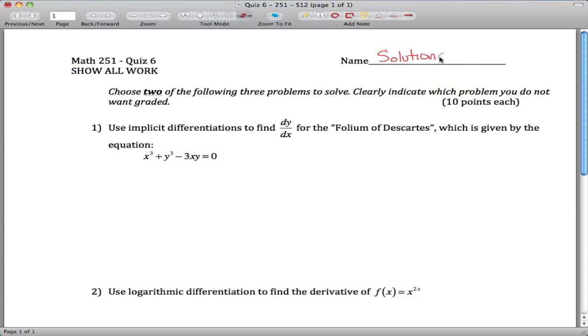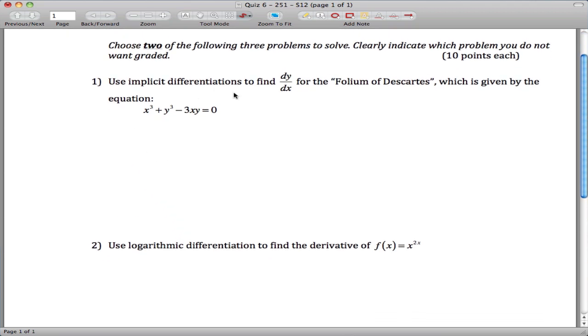Here are solutions to quiz 6 for Math 251. You just had to do 2 of these 3 problems. I'll do all 3 just so you got the solutions. Basically, we're asked to find the derivative dy over dx of this equation.